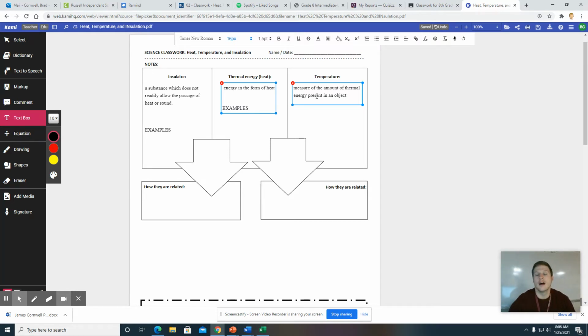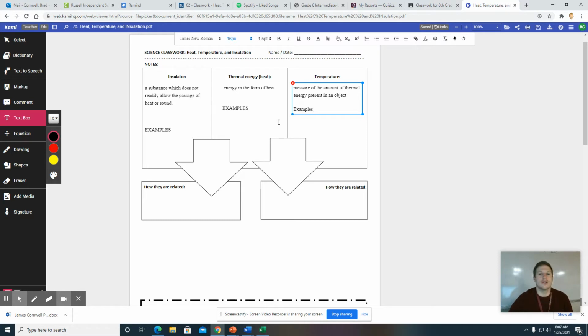That's fine. Then we have temperature, a measure of the amount of thermal energy present in an object. And down here, obviously, you can give me some examples. And I know that you're going to tell me, like 78 degrees or something like that. But give me some examples of how we can measure this, how it differs, how it can go up and down, things like that.